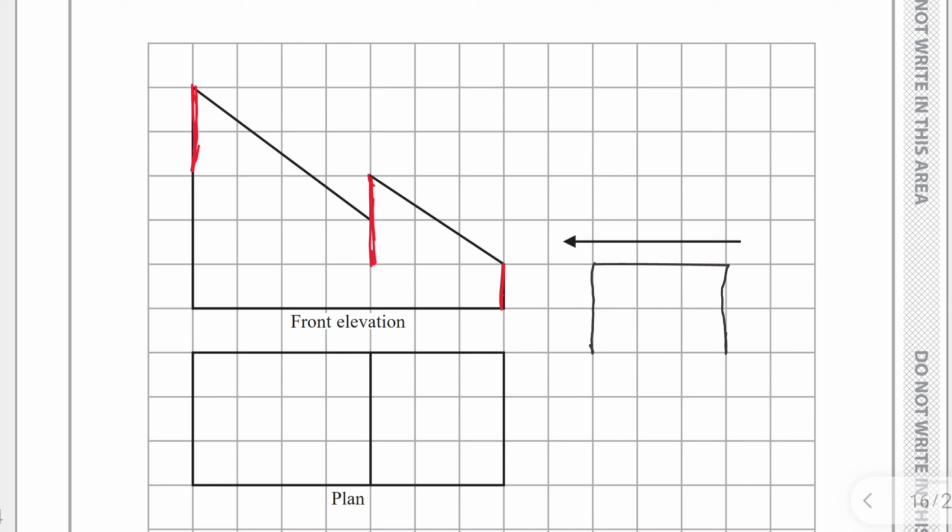So I'm going to have that. That is for this part here. Then we are going to have this part, which is going to look like this. Then we are going to have this last part, which is going to look like this. How do I know it is taking 3 squares? Because of the plan. The plan has told us this plan here is the same as this here. I hope that makes sense.